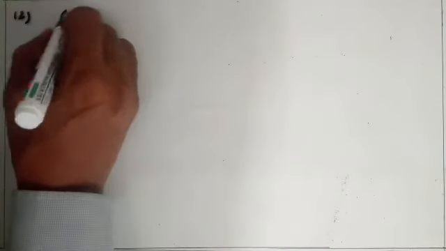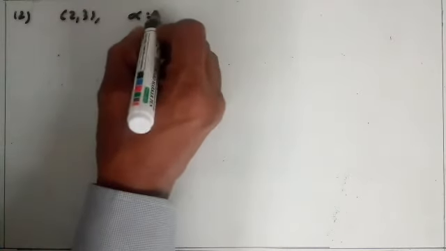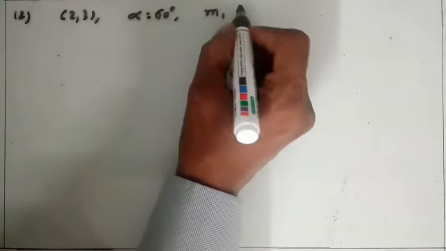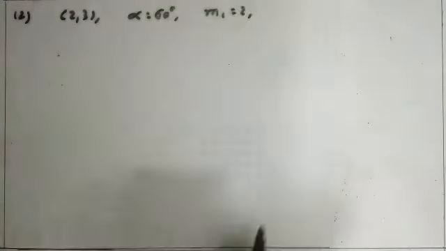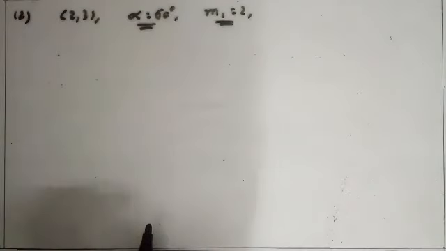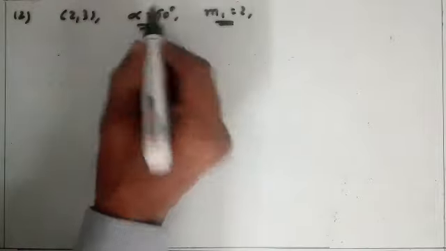Now question number 12. Two lines passing through the point 2, 3 intersect each other at an angle of 60. The angle between these two lines is 60 degrees. If the slope of one line, say m1, is equal to 2, find the equation of the other line. The slope of one line and the angle between these two lines is given. From these two conditions we get the slope of the second line.